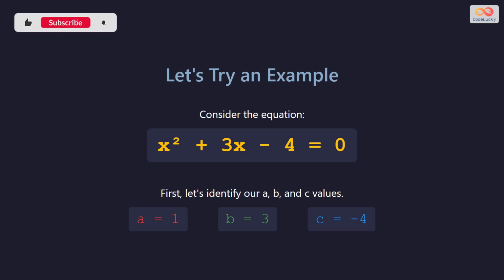Let's work through an actual problem. Imagine the equation is x squared plus 3x minus 4 equals 0. By looking at the equation, we can see that a is 1, b is 3, and c is negative 4.